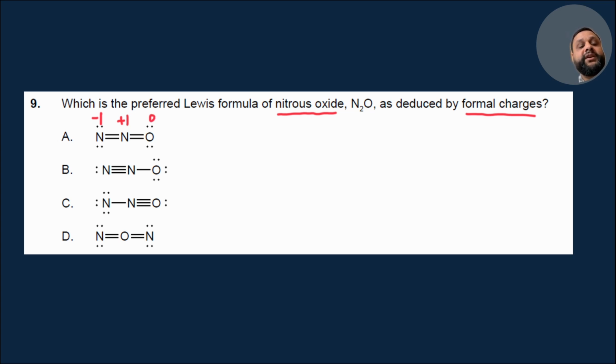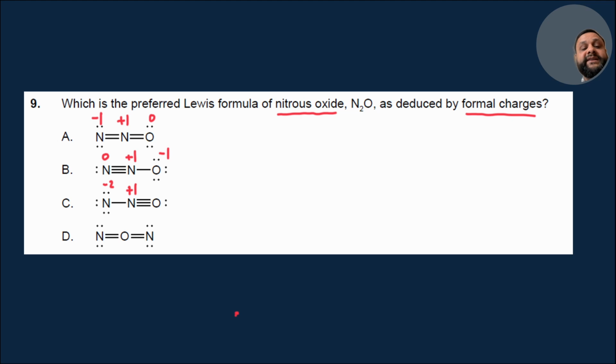Option B, nitrogen on the left has 2, 3, 4, 5 electrons, so formal charge 0. The nitrogen in the middle, 1, 2, 3, and 4, and hence a formal charge of +1. And oxygen has 2, 4, 6, and 1, 7 electrons, and hence a formal charge of -1. If I move to option C, nitrogen on the left has 2, 4, 6, and 1, 7 electrons, hence formal charge of -2. Nitrogen in the middle has 1, 2, 3, and 4 electrons, hence a formal charge of +1.